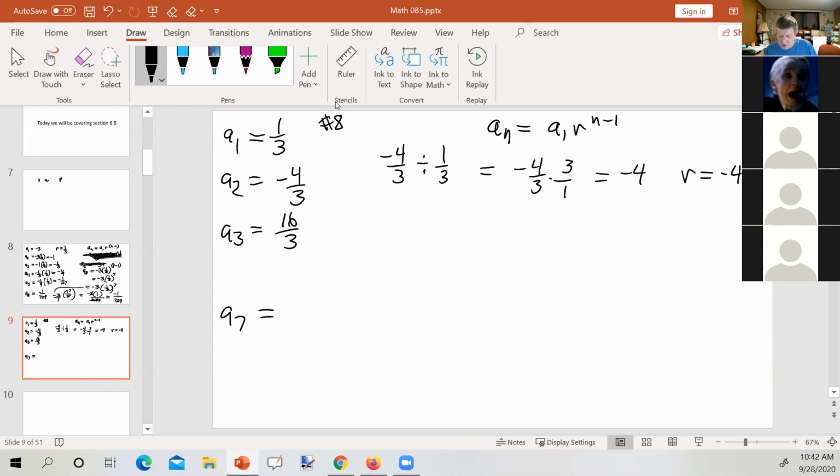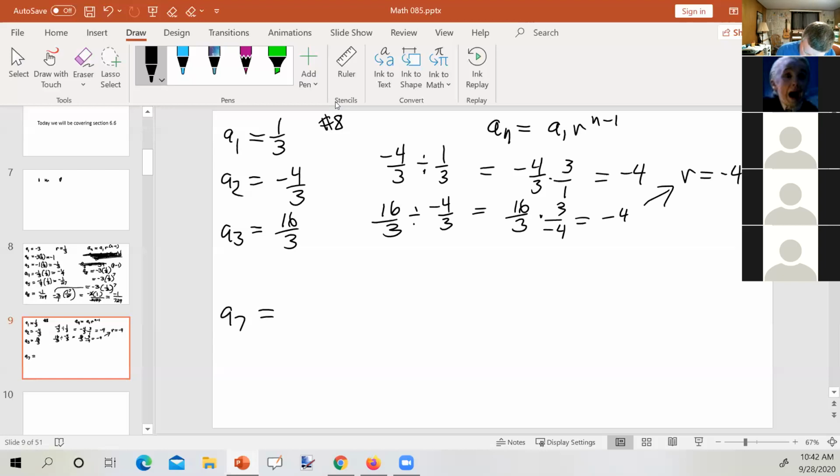If you're not sure, let's take a sub 3 divided by a sub 2. 16/3 divided by -4/3, which would be 16/3 times 3/-4, which again is -4. So we now know that the common ratio is -4. Any questions before we go on?